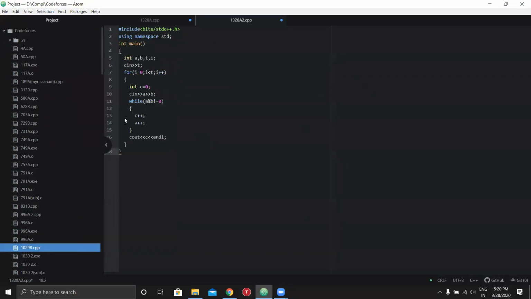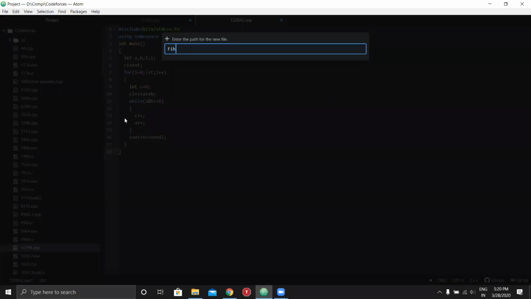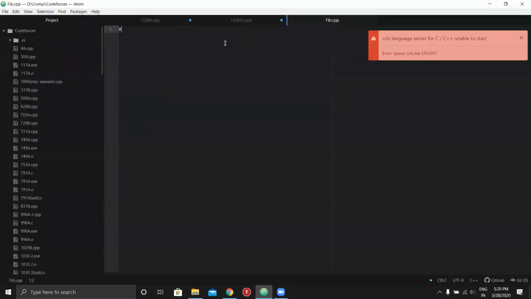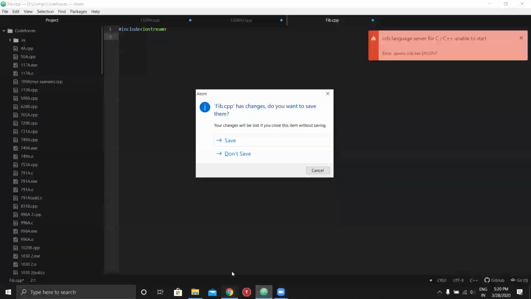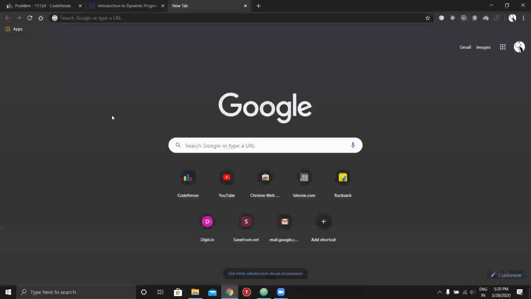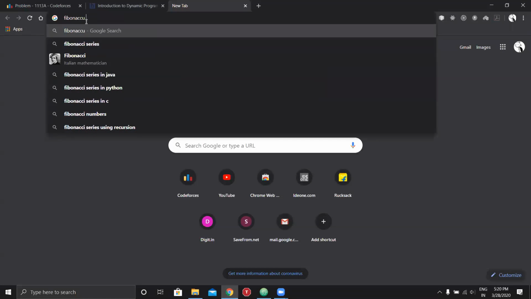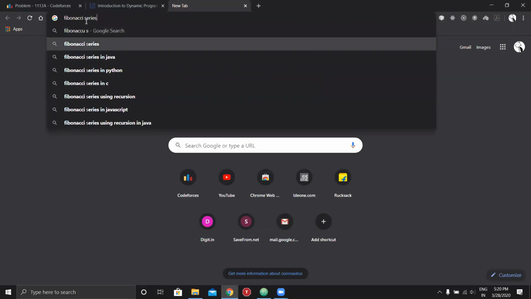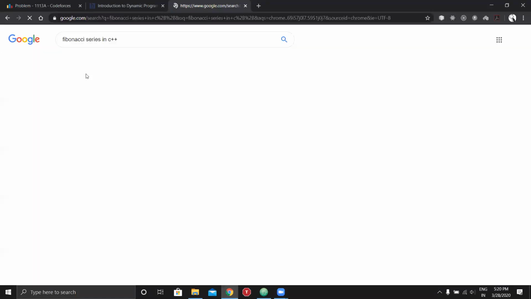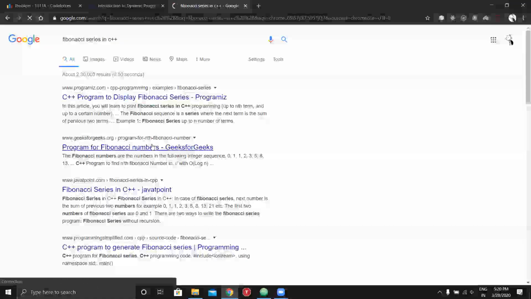Okay, let me create a new file. I'm too lazy to type it. Let's just Google it. Fibonacci series in C++. Okay.